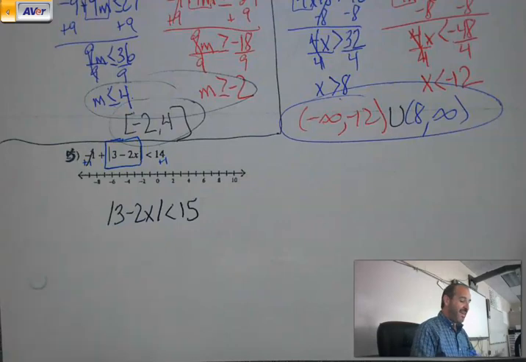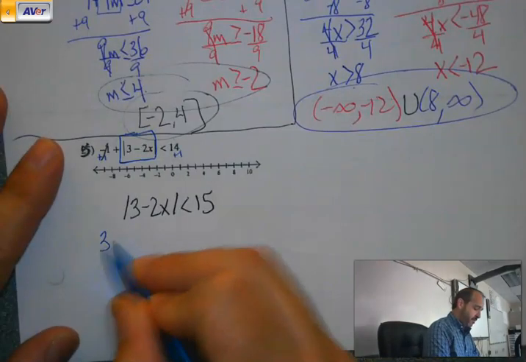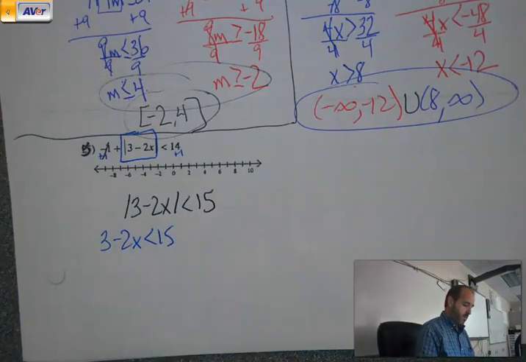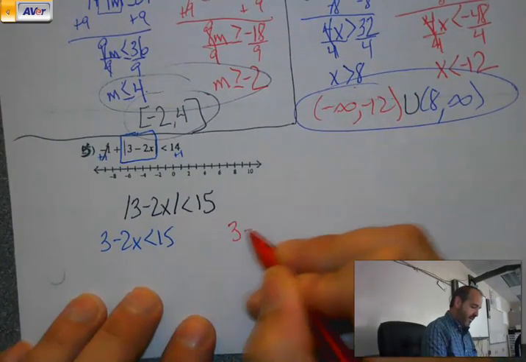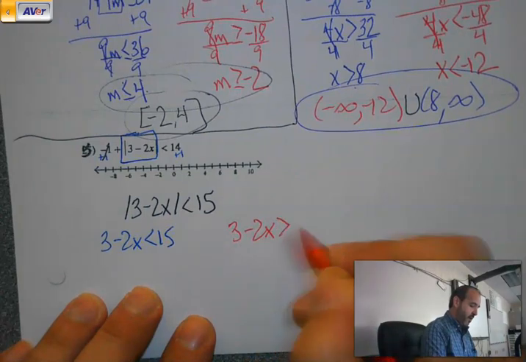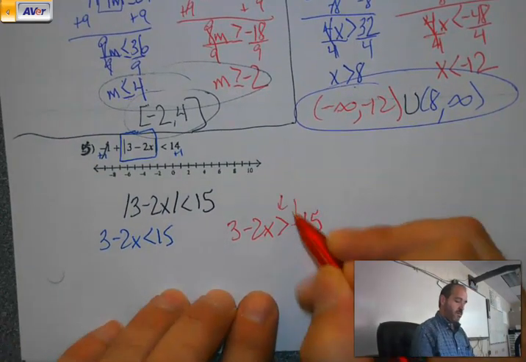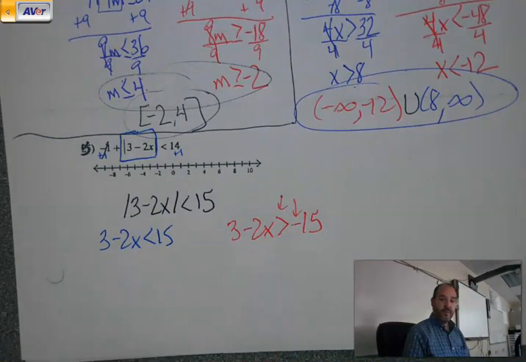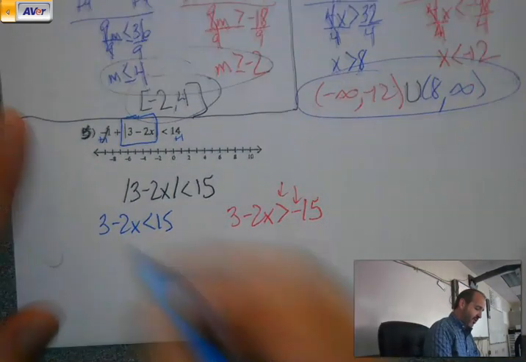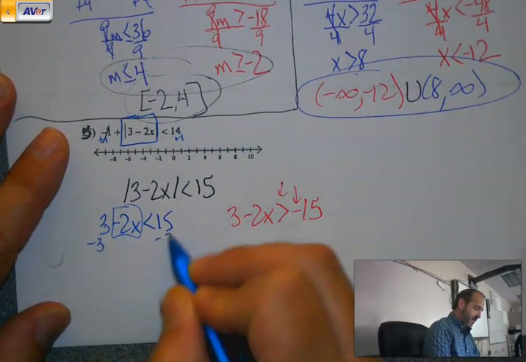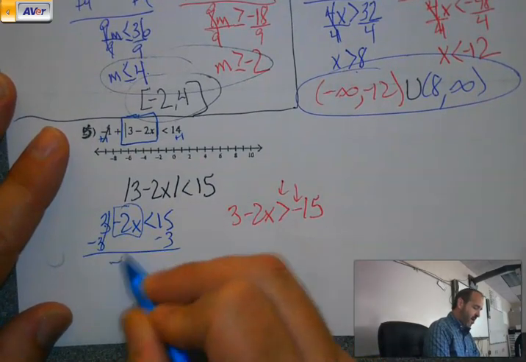So once I do that, now it's just like the rest. Copy it the first time, second time, flip your arrow, change your sign. We're good there. And now we're doing the same thing that we've done in the last two. Opposite of my positive 3, we're going to do negative there.